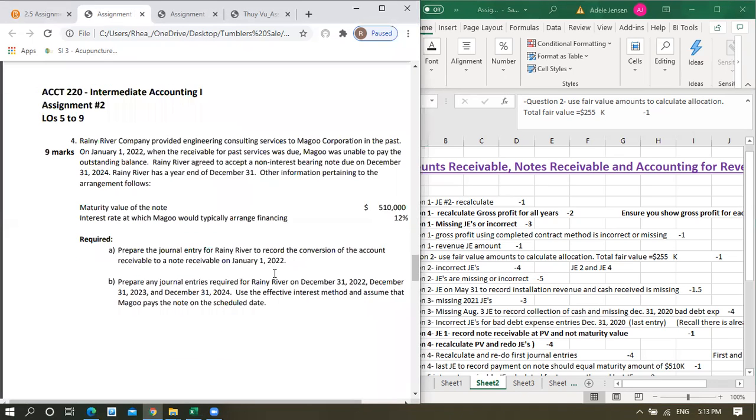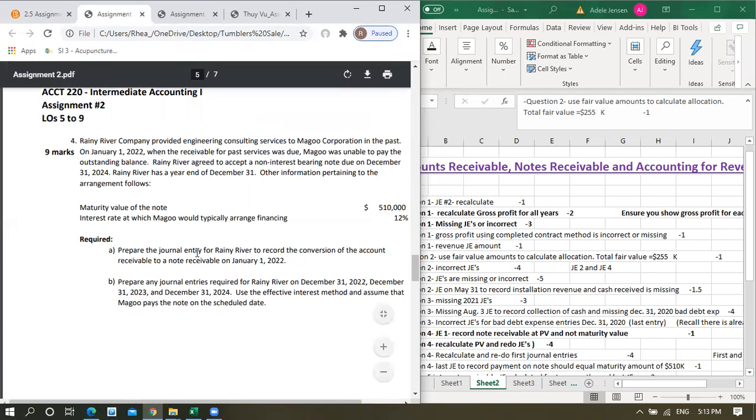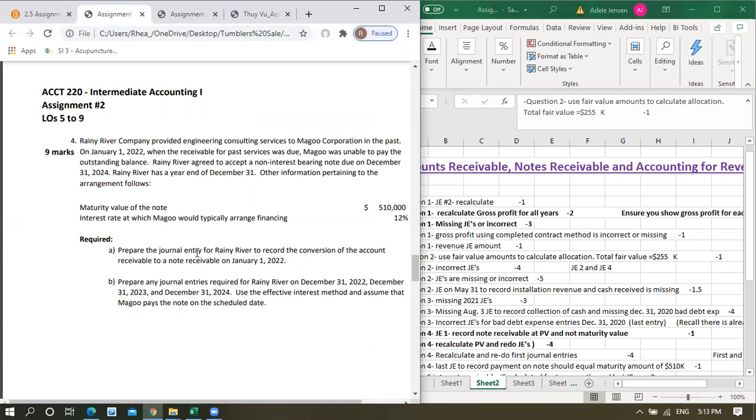Question 4 is dealing with notes receivable. One thing to note here is that when we're recording that initial journal entry, we need to record that at the present value amount and not the future value of that 510. So our first step was to convert this base value into our present value, and then from there we needed to record that present value for the journal entry.